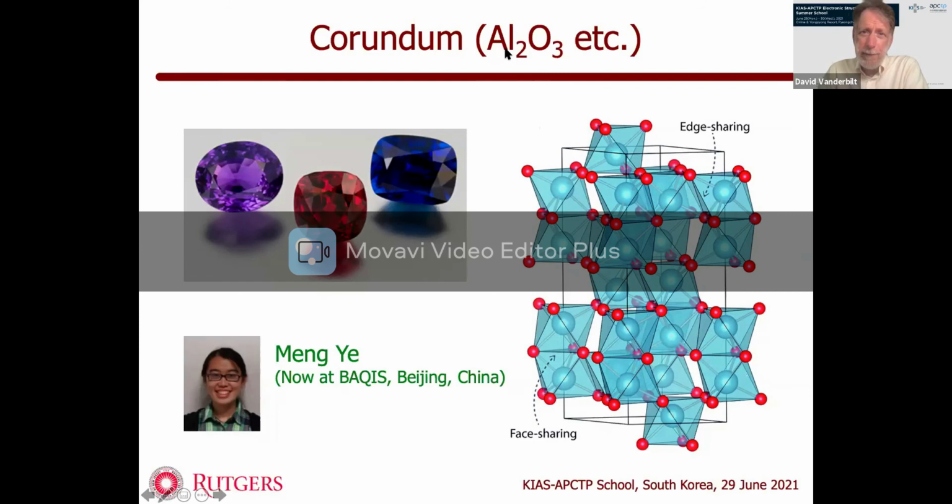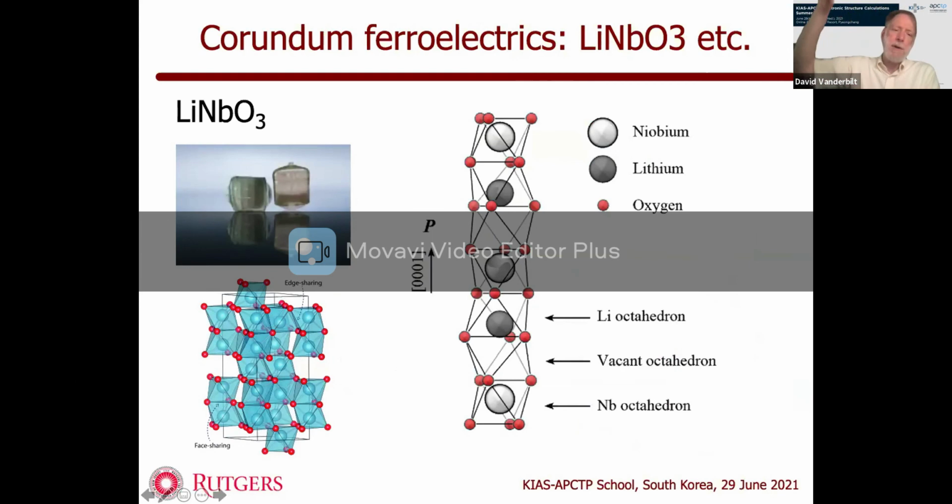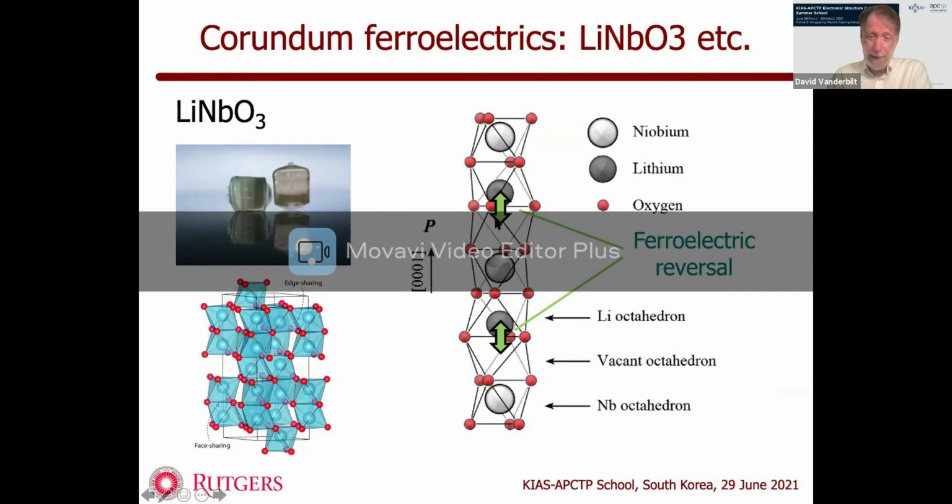So let me go to lithium niobate. In lithium niobate, what was aluminum and aluminum in aluminum oxide is lithium and niobium in this arrangement in a vertical column of face-sharing octahedra. And you see that the inversion symmetry is broken here because the niobium atom is always above the lithium atom. But if the lithium atom could jump across this gap into the empty vacant octahedron below it, then I would have reversed the electric polarization.